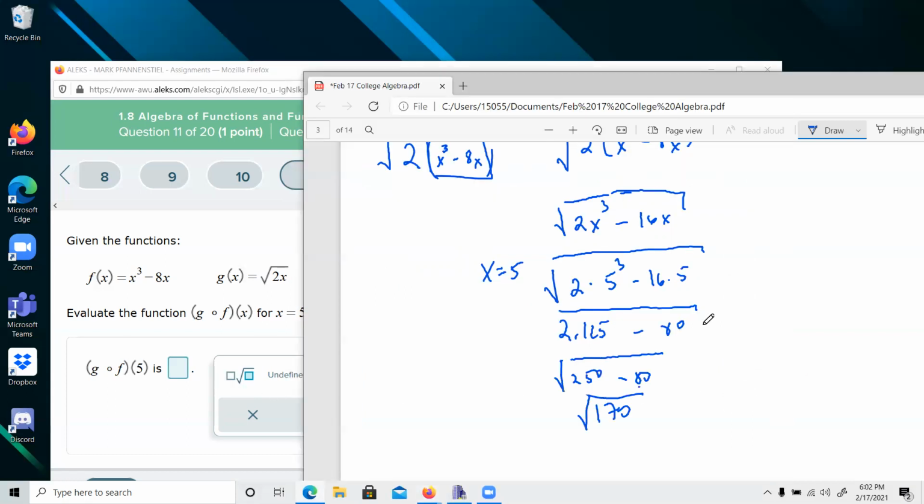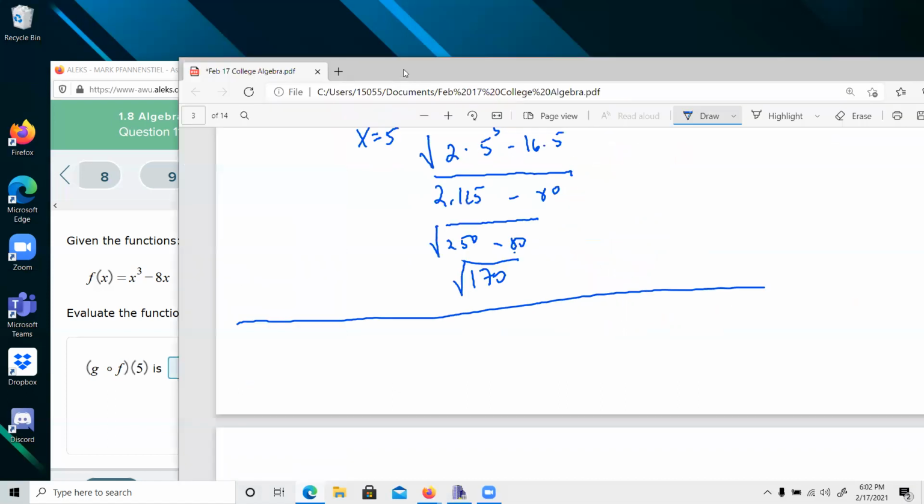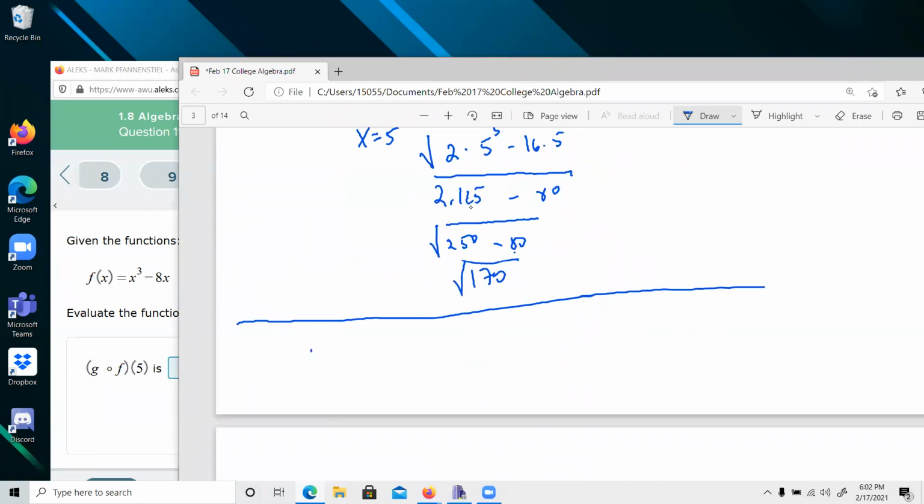Well, before I type it in, no, wait just a moment. If you remember how we did this thing yesterday, what did we say? This was g of f of x. What's f of 5 equal to? If we feed in 5 to f, we're going to get an output, and then we're going to feed this output into g and see what the answer is.